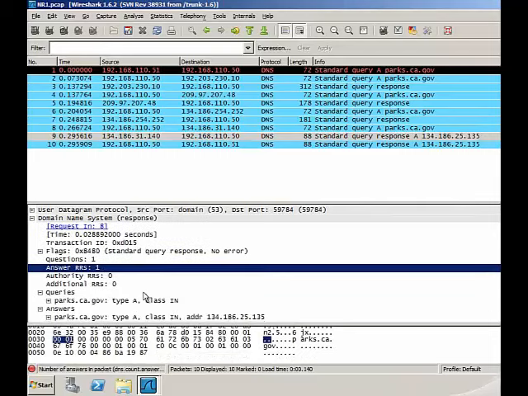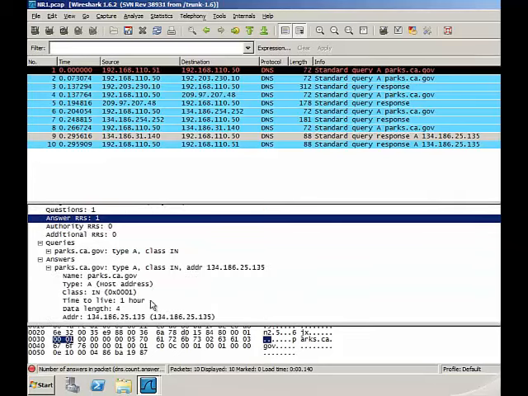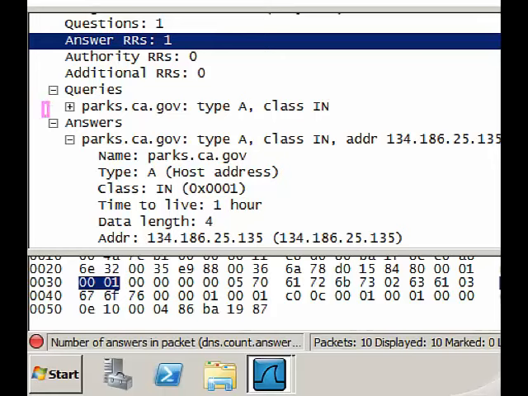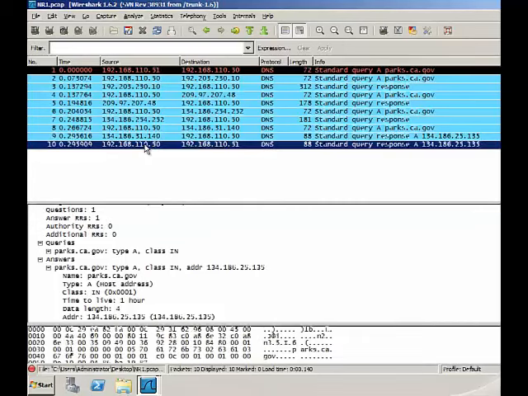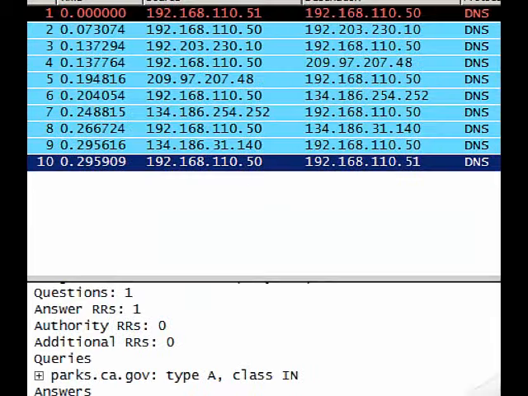One of the parks.ca.gov name servers is actually authoritative for parks.ca.gov, so it has the A record, and here is the record we've been looking for this entire time. We can see here that its TTL is only 1 hour. So I'll be able to cache this information for 1 hour before I have to ask again to make sure that the information has not changed. My DNS server then returns that information to the client computer that originally asked the question.